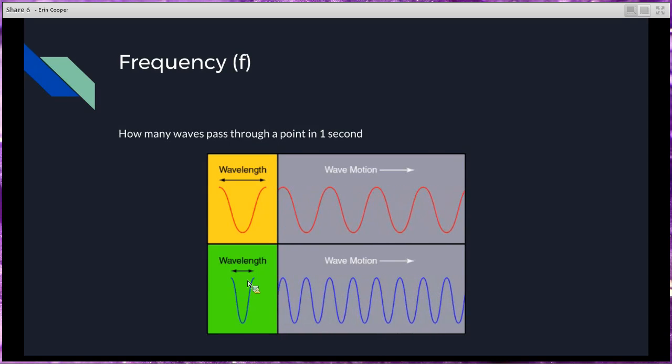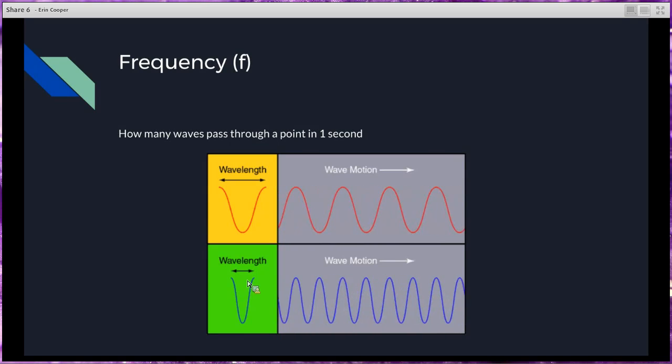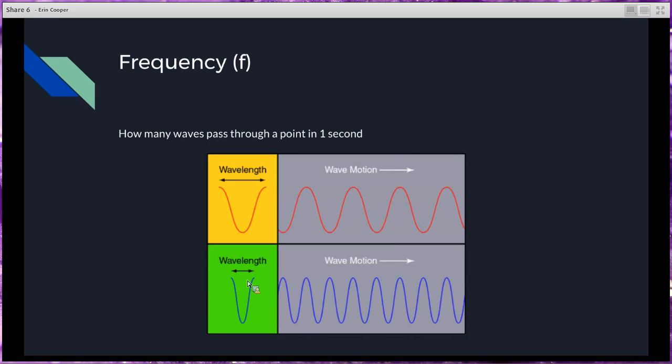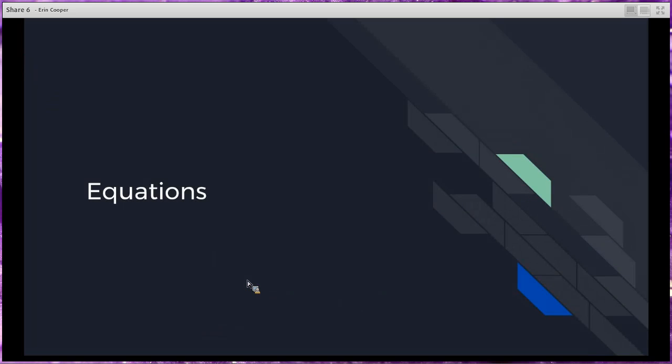So that is frequency. Those are the three properties I want to talk to you about today: the wavelength, the prop speed, and the frequency. Now let's take a look at some equations. Let's use some of these in our equations here. So I'm going to adjust my screen.